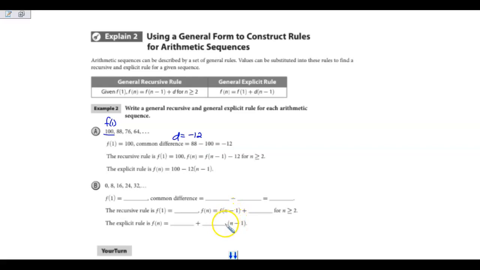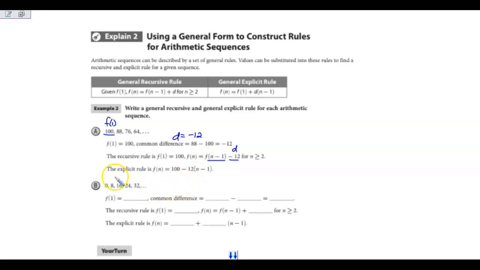Remember, the recursive rule talks about if the first term is, in this case, 100, then f of n is f of the previous term minus 12, because that's our common difference. So this is our d, and then this is our previous term.